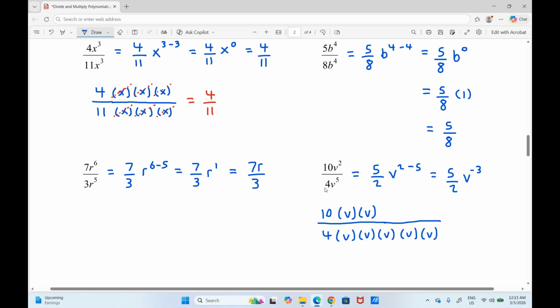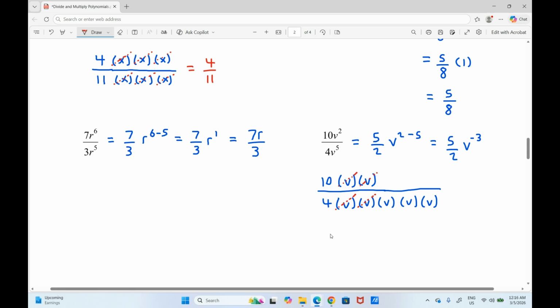So upon doing so, recall that v divided by v is just 1. So for every v that I have on the top, I can cancel out a v on the bottom, to let it equal 1. In this case, after I'm done canceling out all the v's on the top, I'm left with 3 v's on the bottom left over. So hence, this could be simplified to 10 divided by 4 times v times v times v.